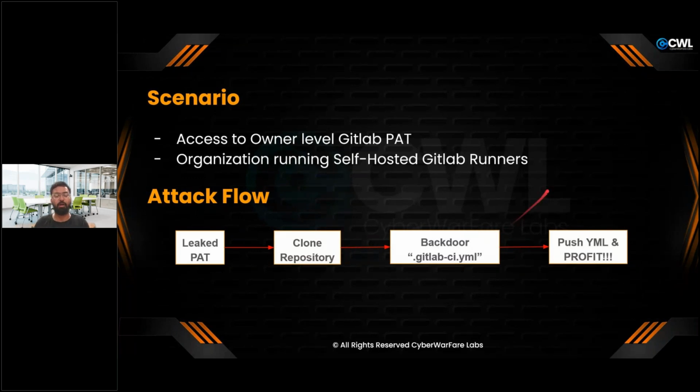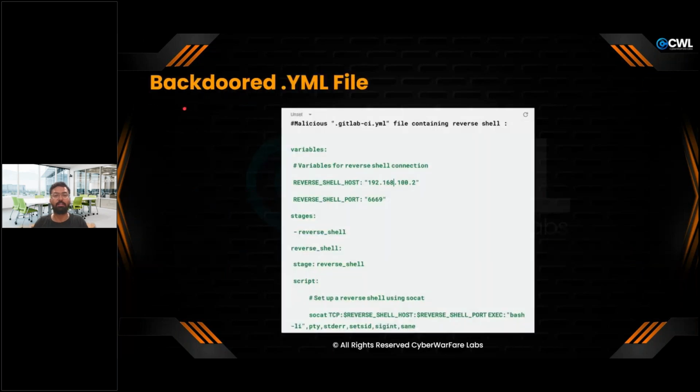Okay, so we can see that this is a backdoored YML file. As previously mentioned, this is a YML file which contains the malicious code or the reverse shell. Here you can see that we have defined some variables, like the reverse shell host, where we will be connecting back, the reverse shell port, whatever the port number is, and some of the stages through which this particular code will go.